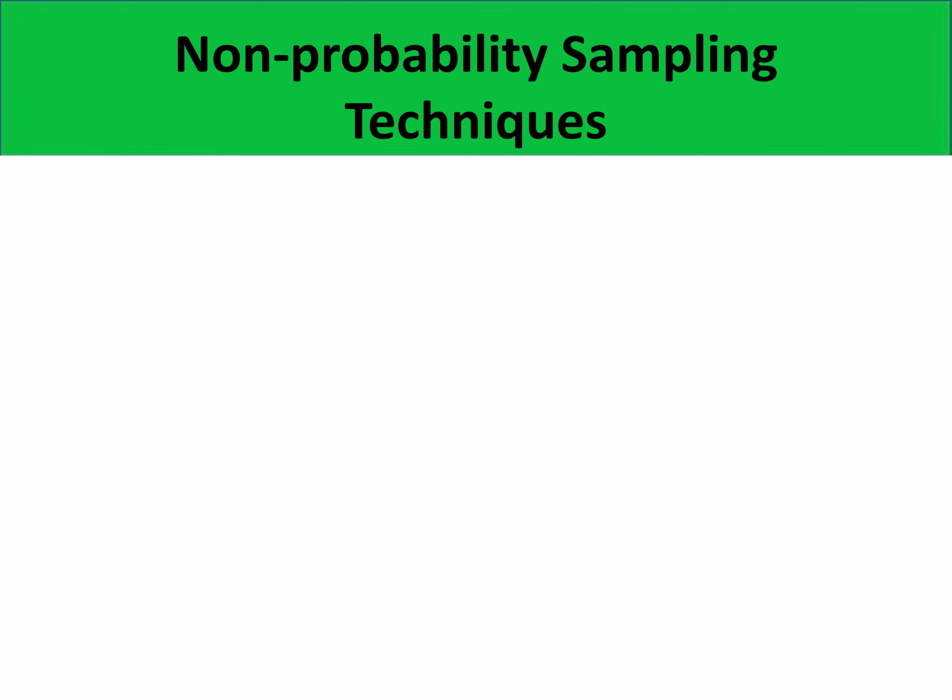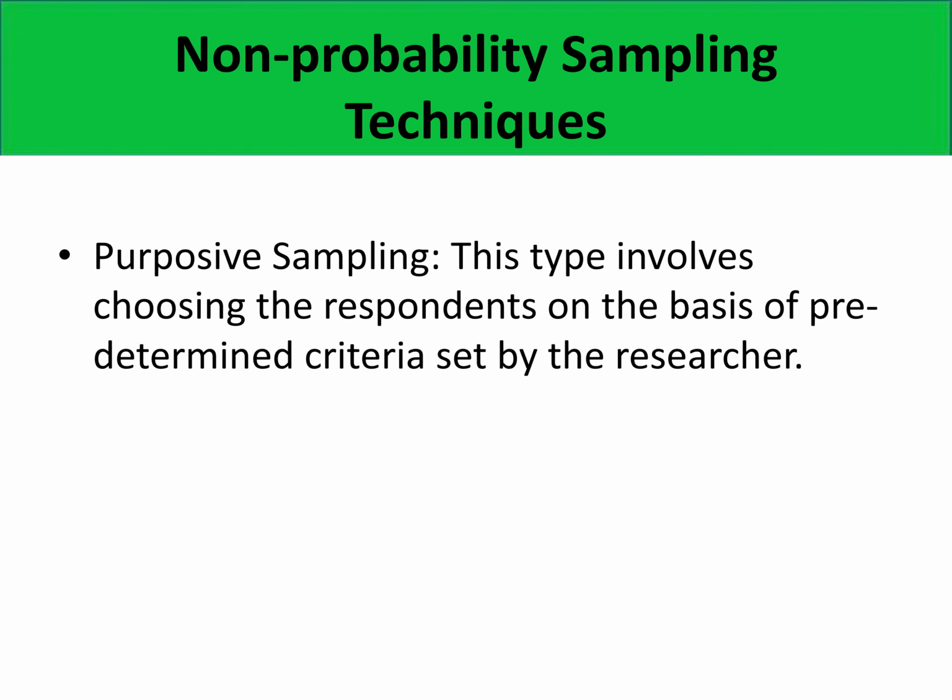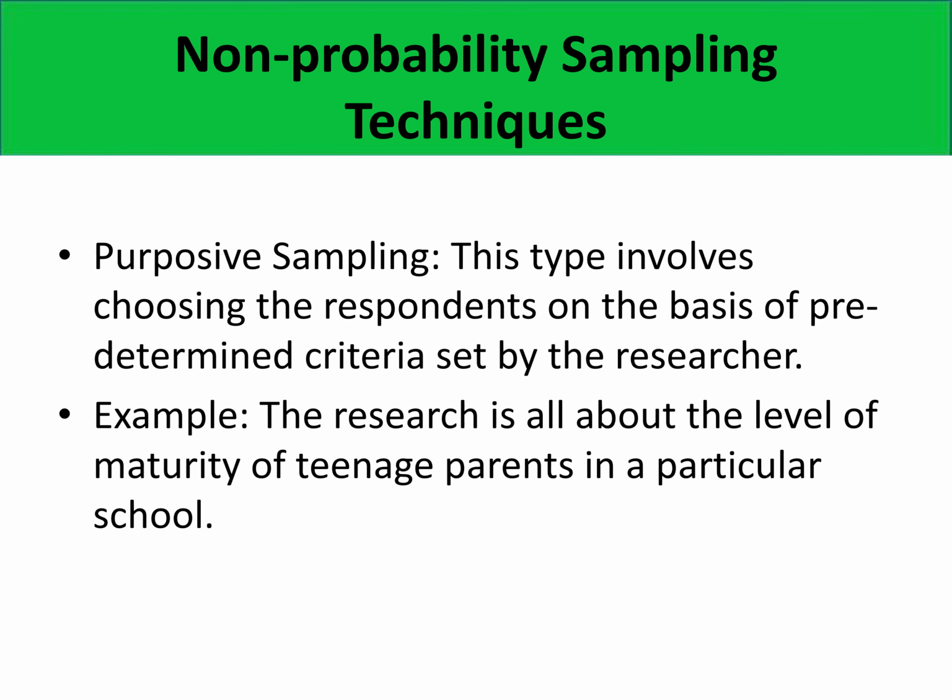The last non-probability sampling technique is purposive sampling. This type involves choosing the respondents on the basis of predetermined criteria set by the researcher. For example, if the research is about teenage parents, then the researchers should look for a sufficient number of teenage parents for the research.